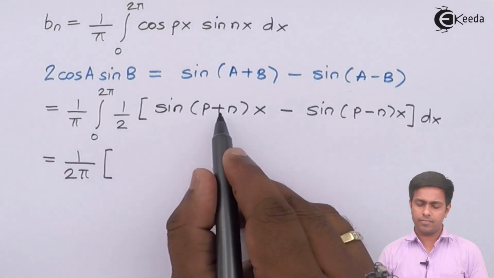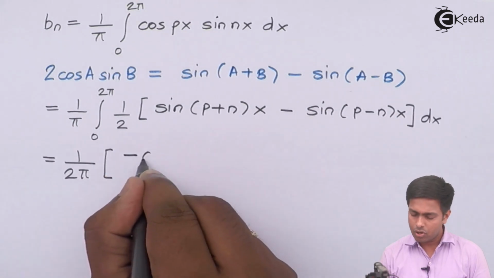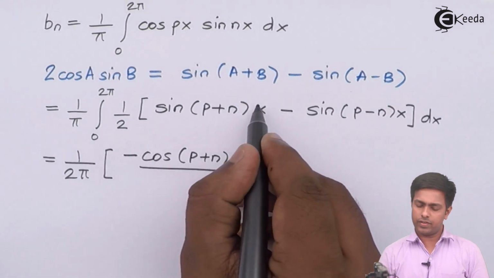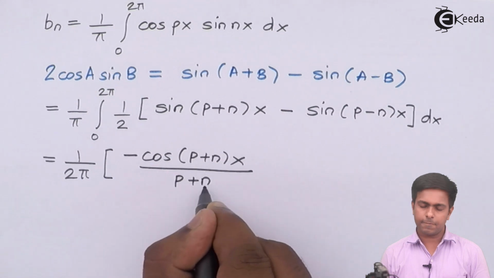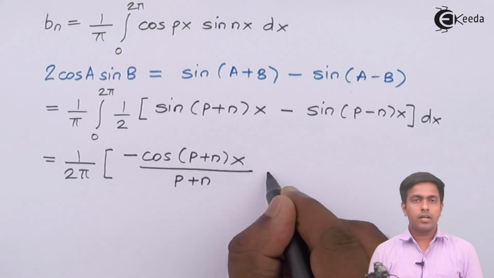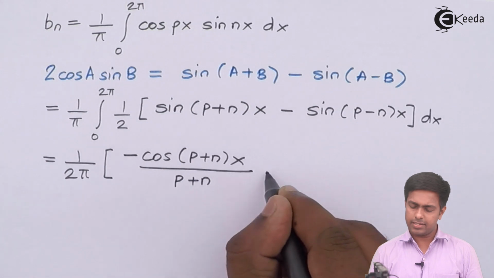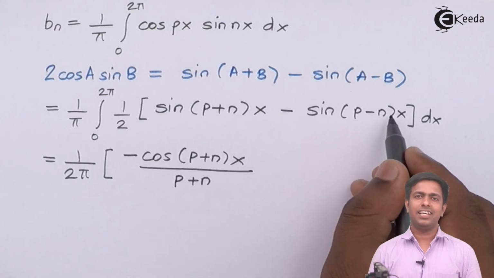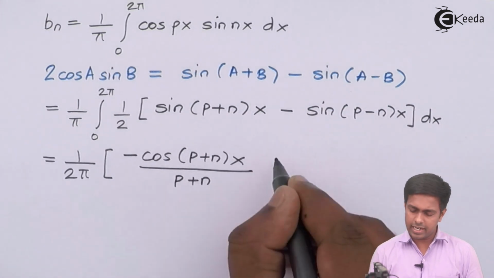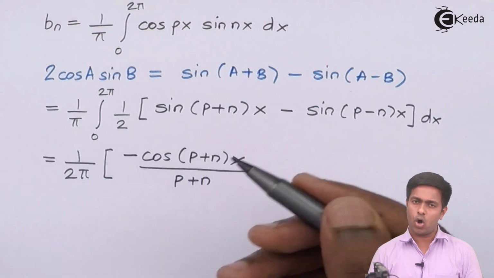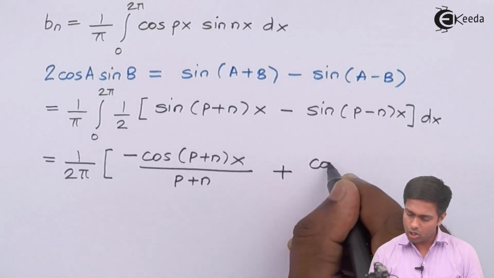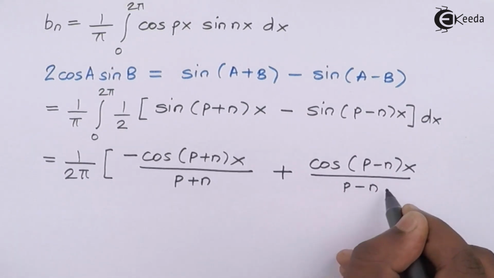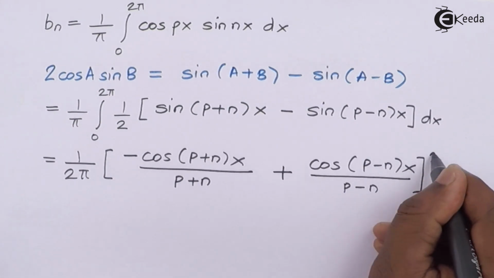So integration of sine (p plus n) into x is negative cos of (p plus n) into x upon derivative of this term, that is p plus n. Next, the negative sign will remain as it is, and integration of sine is negative cos. So this negative sign and that negative sign of cos will become positive cos of (p minus n) into x upon p minus n from 0 to 2 pi.